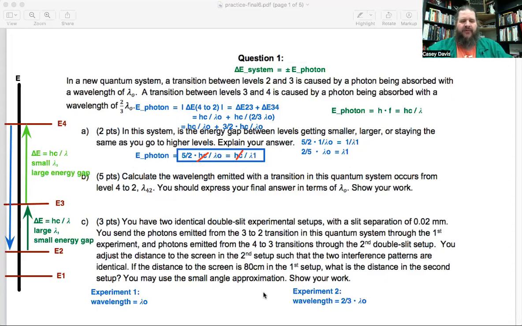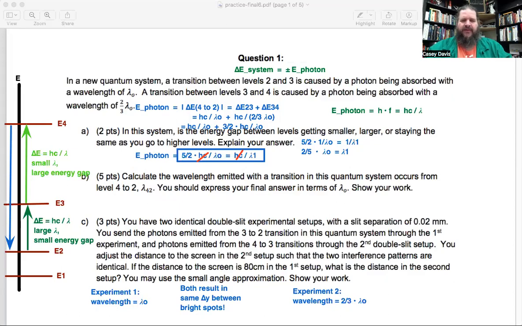So in both setups, we get the same distance from bright spot to bright spot, which we usually call delta Y. So they both have the same delta Y between bright spots. So when we write out the equations, we can use that as a substitution or set the delta Y's equal to each other.